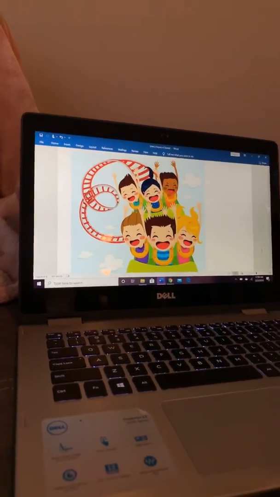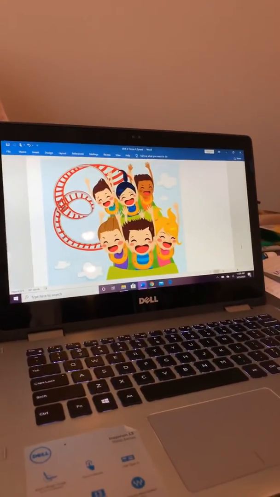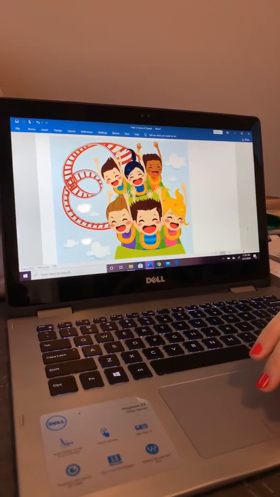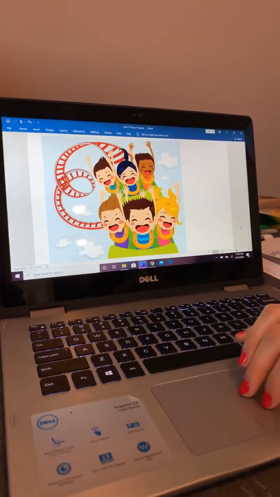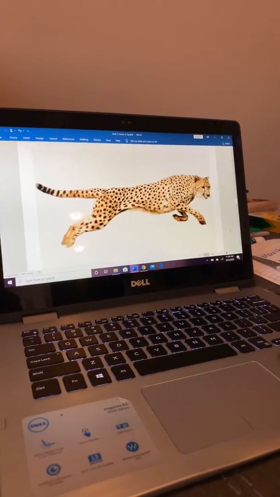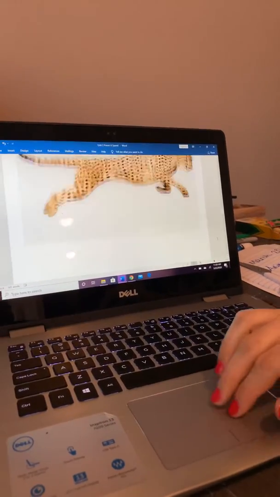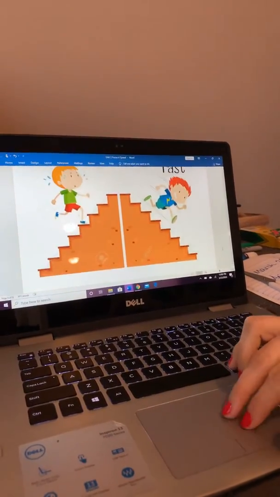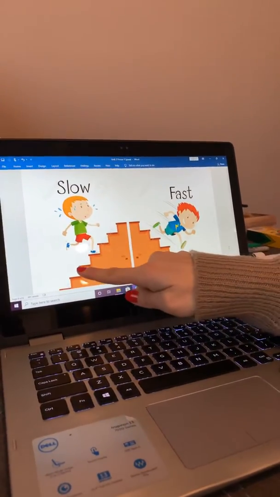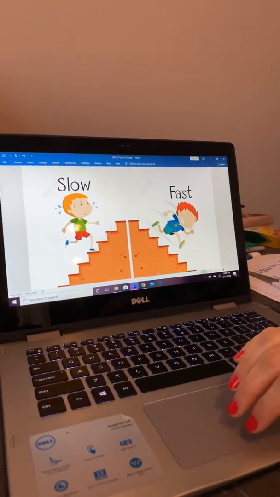Here we see some kids, their hands are up and they're yelling. What are they doing? They're on a ride, they're on a roller coaster. Do you think the ride is going fast or slow? Look at their faces. I would say fast, right? So roller coasters are fast. Here's an animal. This is called a cheetah, and cheetahs are very, very fast. Here we see two boys, they're running. One of them, he's having a hard time. He's going very slow up the stairs. The other one, he's going real fast.